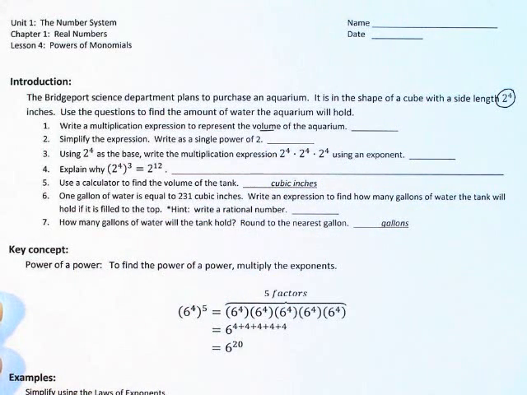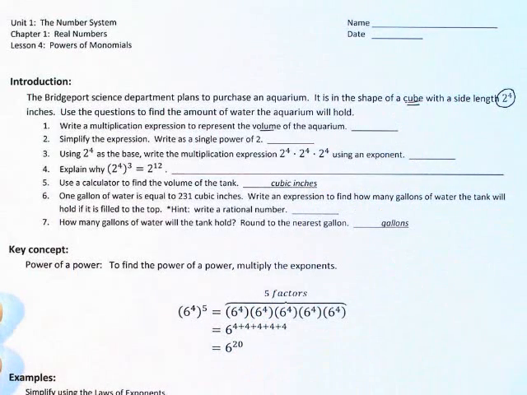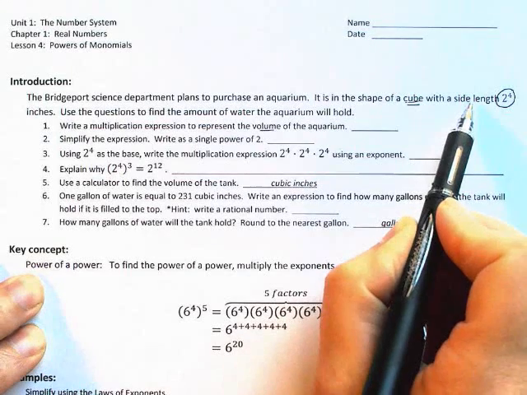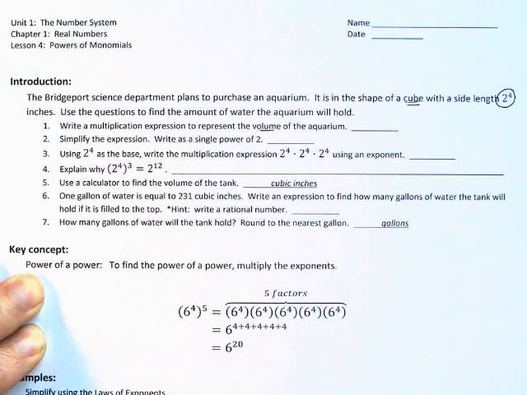Okay. We are told that the aquarium is shaped like a cube, and to find the volume of a cube, we can multiply the length, width, and height of that cube together, and that will tell us how much space is contained inside the three-dimensional object called a cube. Now, every side of the cube is 2 to the 4th power inches, and so that number can be used for the length and the width and the height.